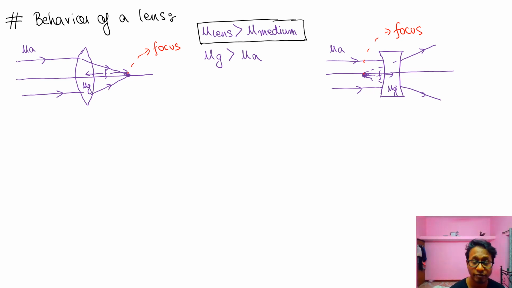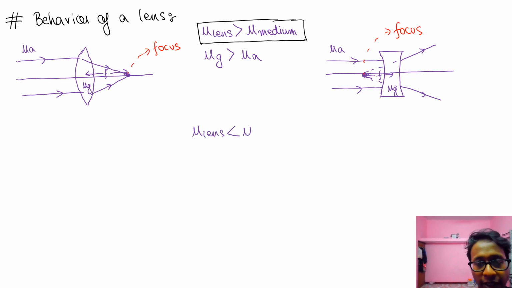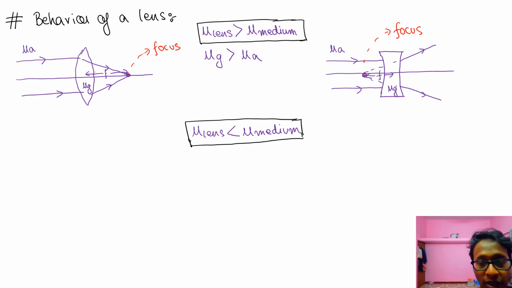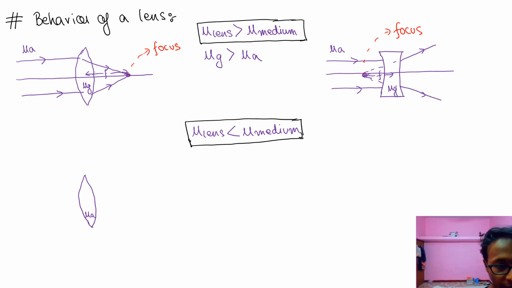But what happens when the refractive index of the lens is lesser than the refractive index of the medium? What happens then? Acha. So suppose the refractive index of the lens is lesser than the refractive index of the medium. That means suppose I conduct the same experiment with the lens underwater. Now the same shape of lens, but instead of glass, this lens is made up of air, and this entire lens is inside water.